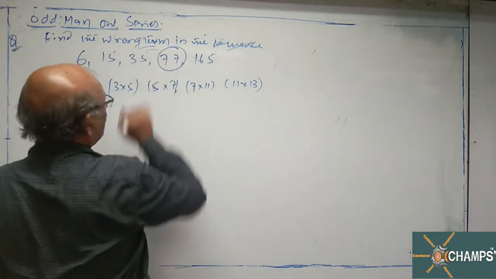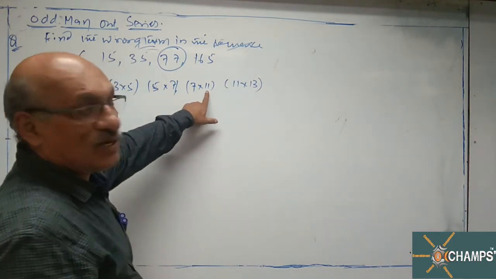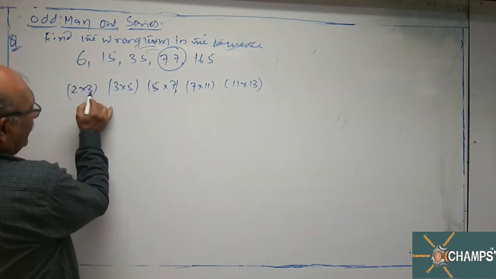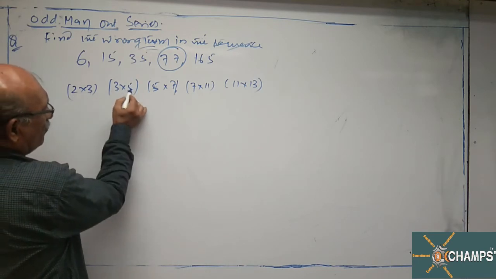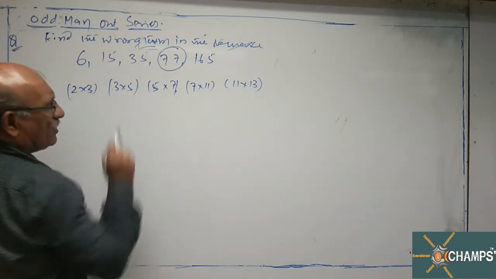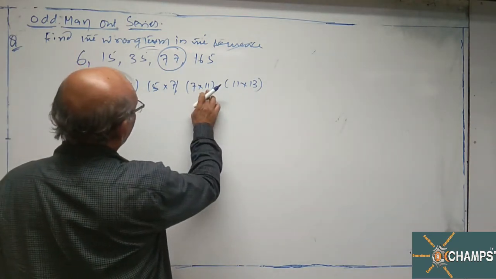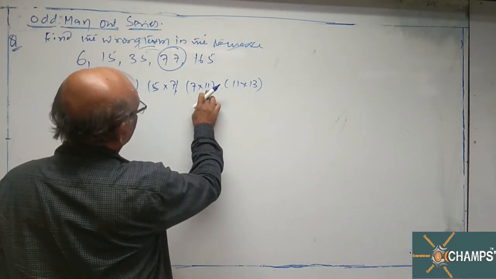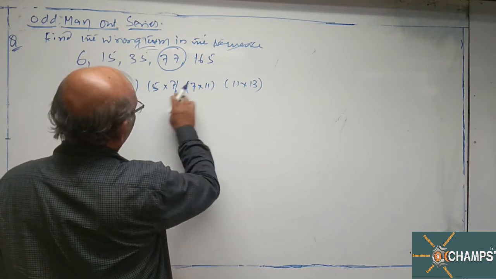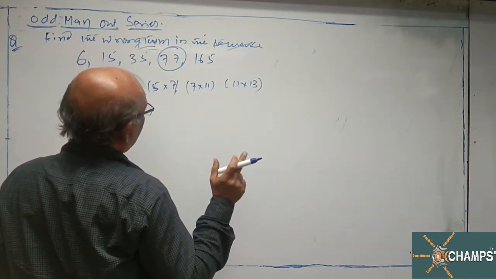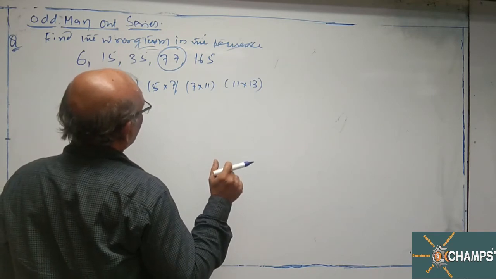But with the 77, even though 7 into 11, both are prime numbers, but how? It is ending with 3, then 3 into 5, ending with 5, 5 into 7. So it should be 7 into 11. After 7, what is the next prime number? 8 is not a prime number, 9 is not a prime number, 11 is the prime number.